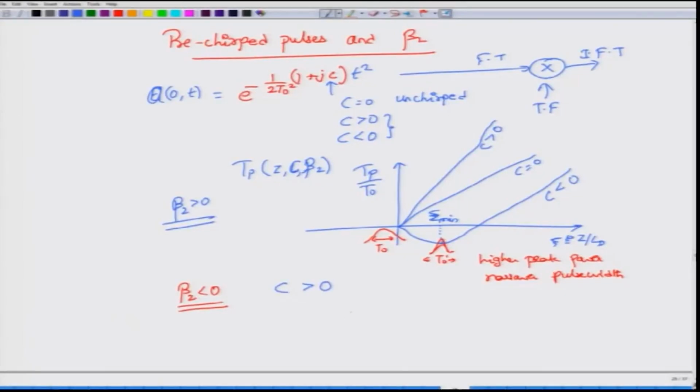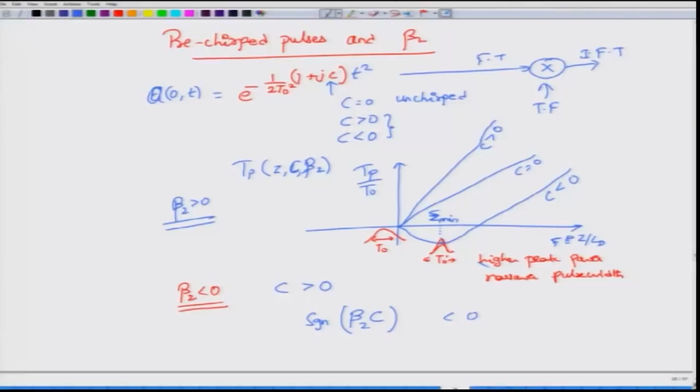So, essentially what you are looking for is the sign of the product of beta 2 and C, and if this sign turns out to be less than 0, that is, both have opposite signs, then you will actually see pulse compression. Of course, you do not see pulse compression throughout; you do not see a curve which would continue to compress.